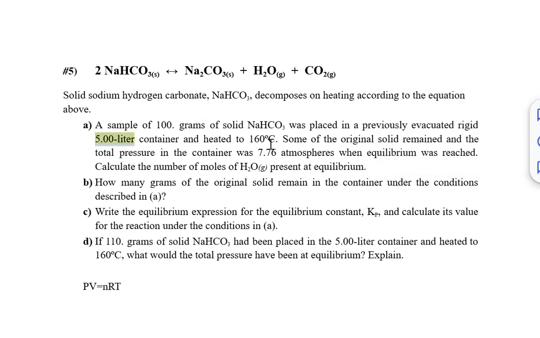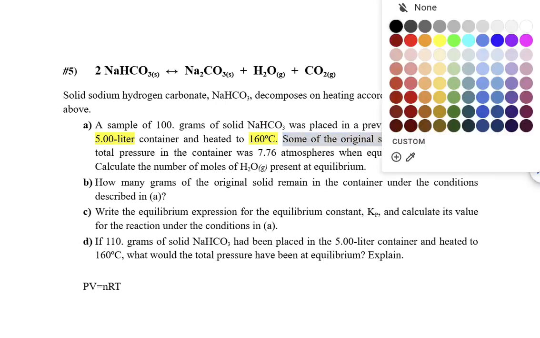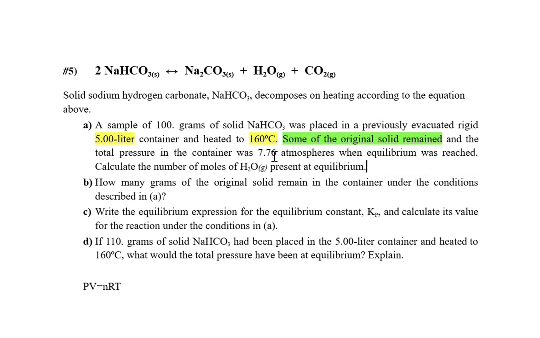I'm going to highlight all of the stuff that it gives me. A volume, and a temperature in Celsius. It's important that we recognize that it's in Celsius because the T in PV equals nRT always has to be in Kelvin, so we will have to convert that to kelvins. It tells us that some of the original solid remained. This will be important, but not for this part of the question, so I'm going to highlight it in a different color, green. And the total pressure is given in atmospheres.